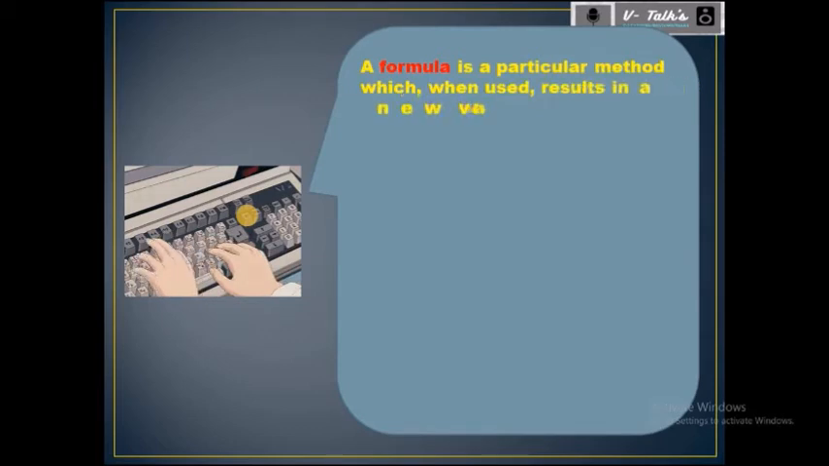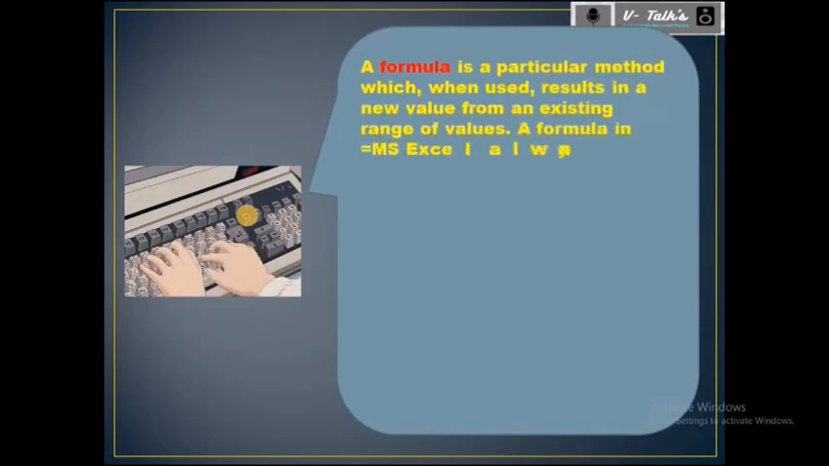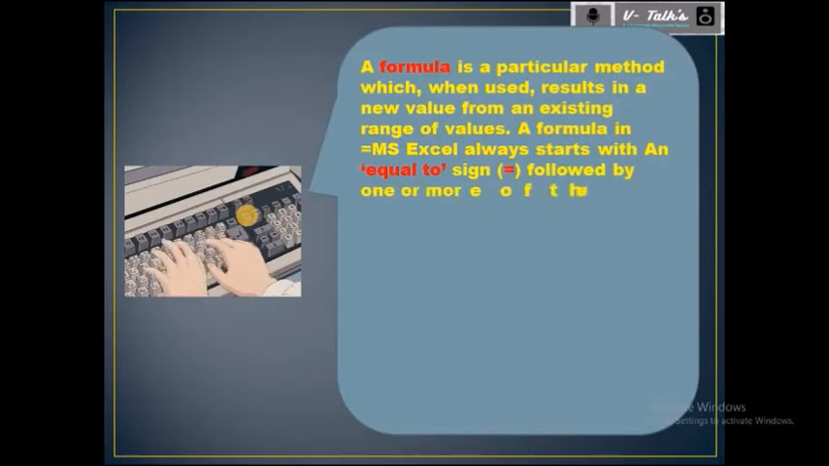First of all, we need to learn what a formula is. A formula is a particular method which, when used, results in a new value from an existing range of values. For example, you have your Maths marks and Science marks, and you want to find the sum of these two marks. Then you will use a formula there. So already you have some existing values, and you want to find a new value using something. That is called a formula.